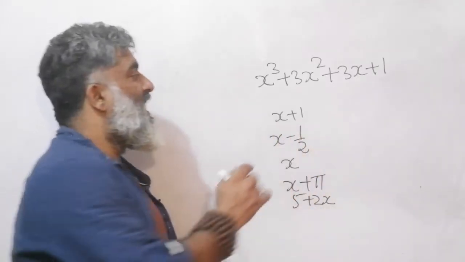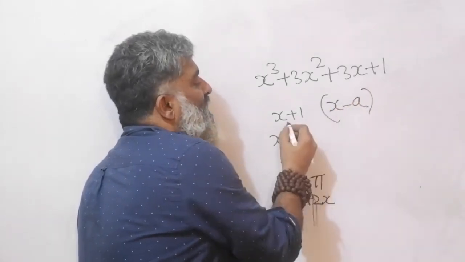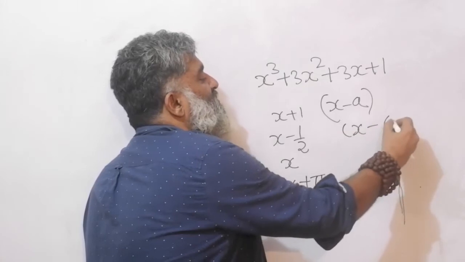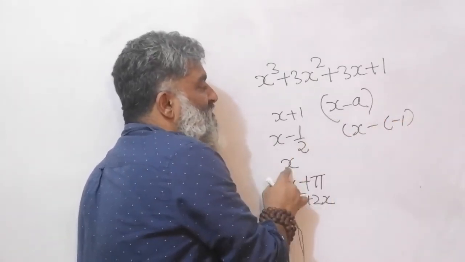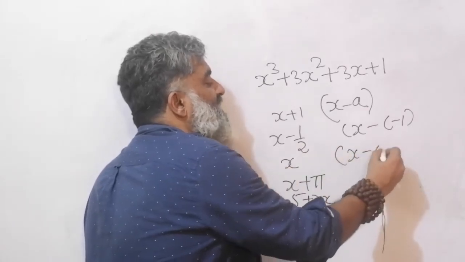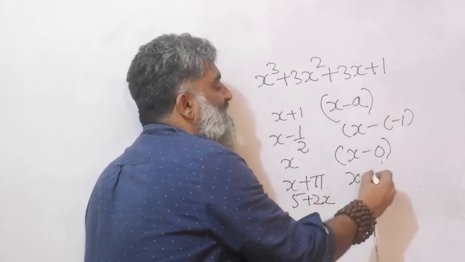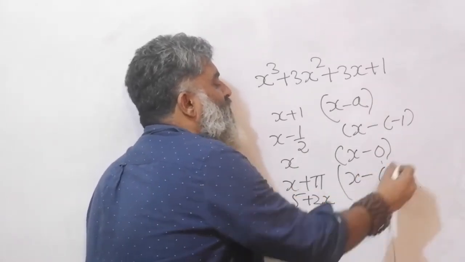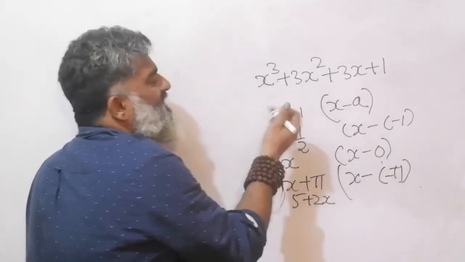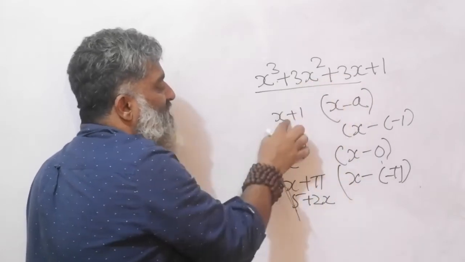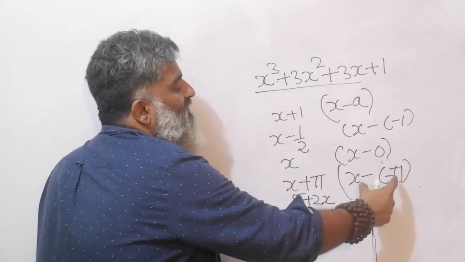x plus 1, I have to make everything look like x minus a. So x plus 1 is x minus of minus 1. x minus half, no problem, a is just a half. Just a x is nothing but x minus 0. So now I am making a equal to 0. x plus pi, that means x minus of minus pi. What difference does it make what I am putting here? So x minus minus pi, and the question was basically if this expression is divided by these expressions, what is the remainder going to be? So I'm using the same theorem, we are already familiar with it.